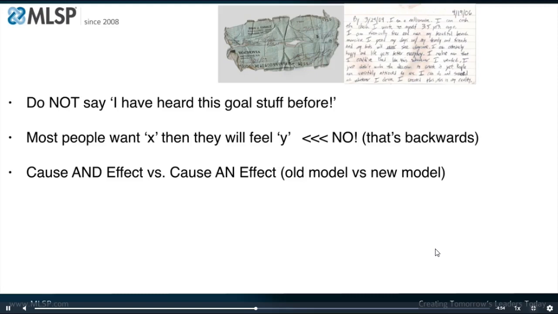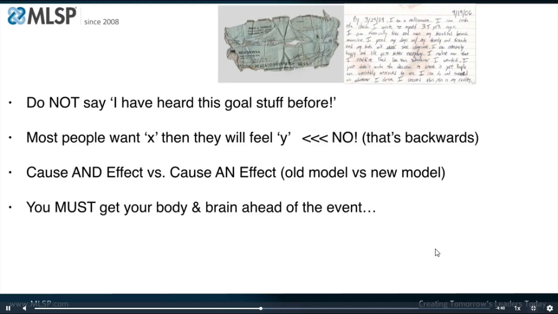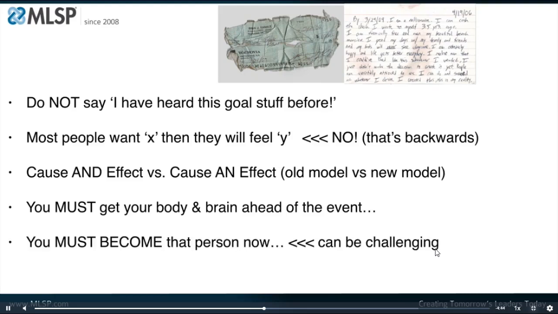Well, if you're stuck in that old model, it's never going to happen. We need to think above that, and we need to cause and effect. Be at cause versus be at the effect of our reality. You must get your body and brain ahead of the event. You must become that person now, and it can be challenging, trust me. I know what it means to be broke. I know what it feels like to be broke. You must think and be greater than your circumstances and your external environment.